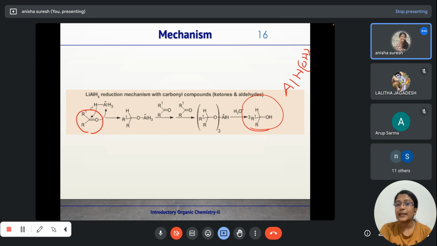This addition can take place from both faces, Re face and Si face, because there is no other stereogenic center present on the carbonyl that is given in the question. Because of that, the LAH addition can take place from both the Re face and the Si face. So it can result in both the R and S product in 1:1 ratio. Here we will get both R and S in 1:1 ratio.